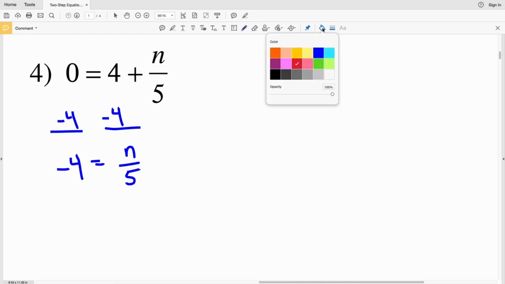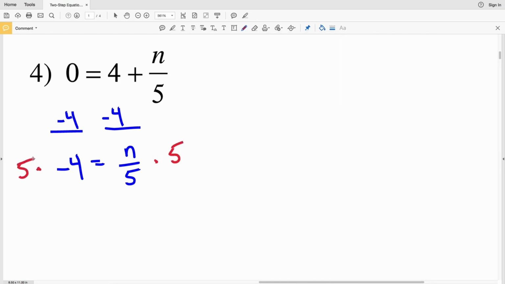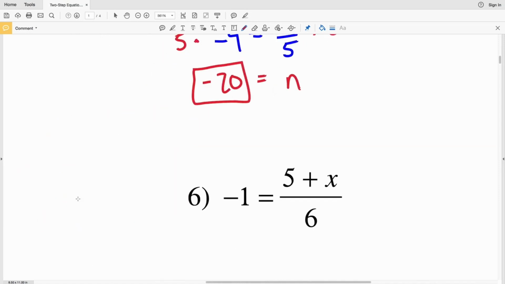My next step will be to multiply both sides by 5. Doing this on the left side, we'll get negative 20. And on the right side, 5 divided by 5 will be 1. So we're going to be left with n times 1, or n divided by 1. And this is simply n. So negative 20 is equal to n.